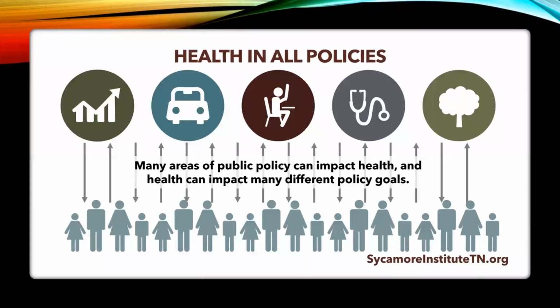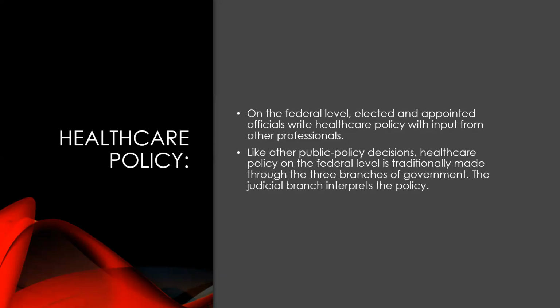Health in all policies. Many areas of public policy can impact health, and health can impact many different policy goals. Next, please. Healthcare policies. On the federal level, elected and appointed officials write healthcare policy with input from other professionals. Like other public policy decisions, healthcare policy on the federal level is traditionally made through the three branches of the government. The judicial branch interprets the policy.